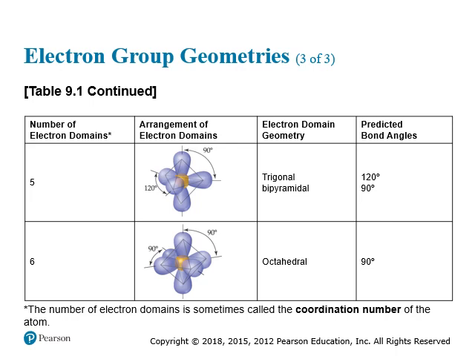Lastly, when we find 6 electron groups around our central atom, as would be the case in something like sulfur hexafluoride, we're going to see an octahedral structure.